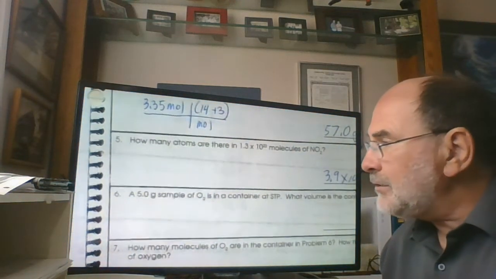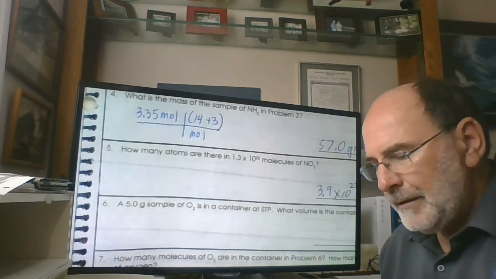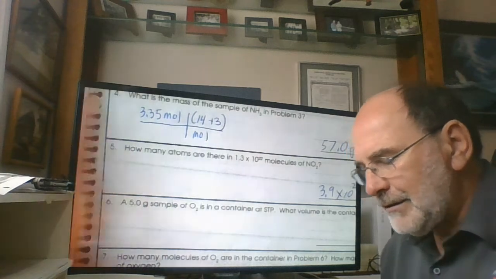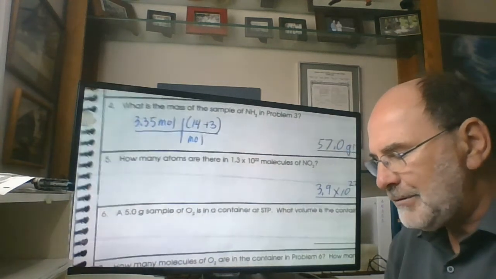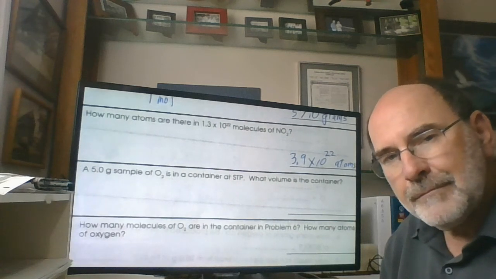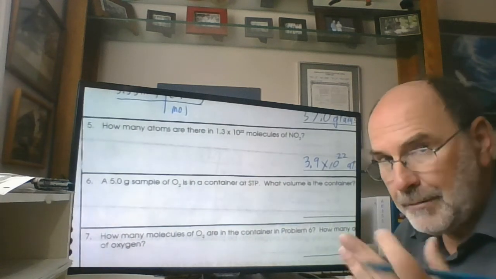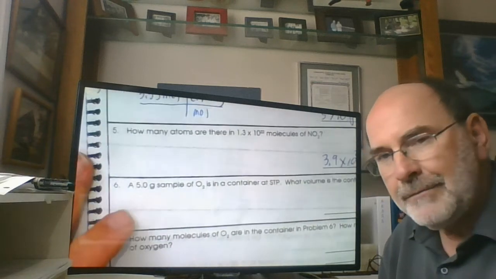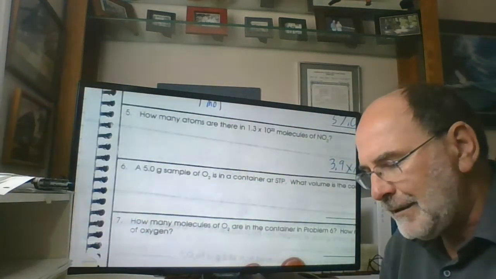Okay, you should now be able to do problem 6. A 5-gram sample of oxygen gas is in a container at standard temperature and pressure. What volume is the container? All right, pause, calculate it. Now play and see if you match me.